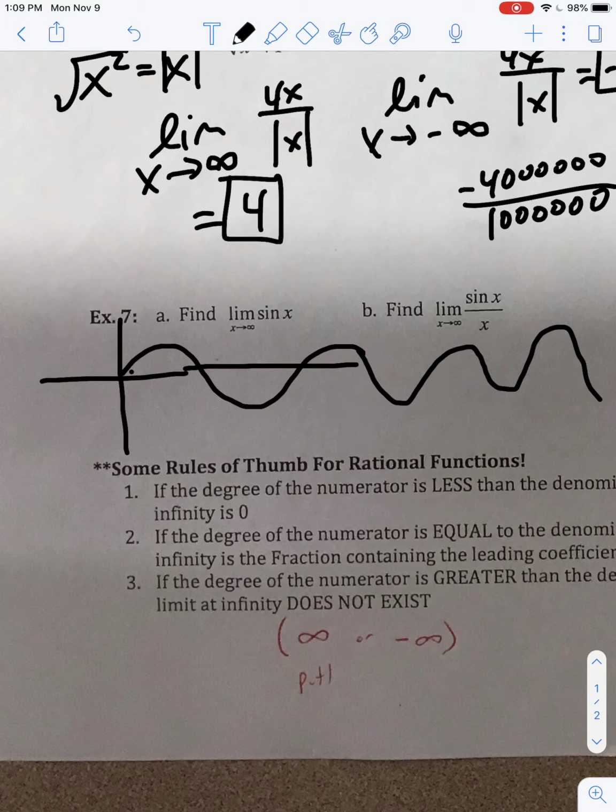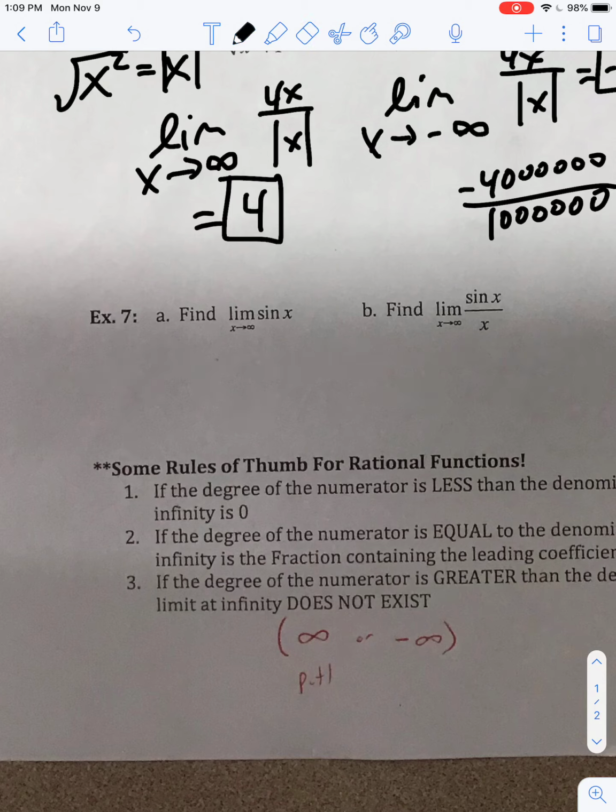So as x is, that's a terrible sine wave, but as x is getting really, really big, this graph, the y values are not getting closer and closer to anything. They keep just changing, and so the limit of this one does not exist. So there's not really a horizontal asymptote rule to apply. We just need to think about it. Same thing on the next one.